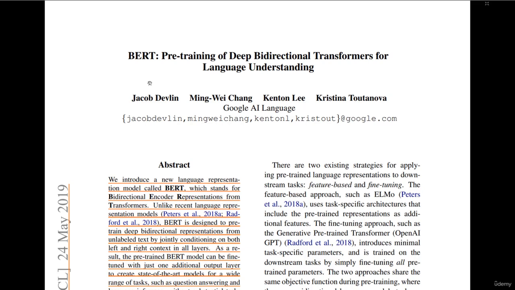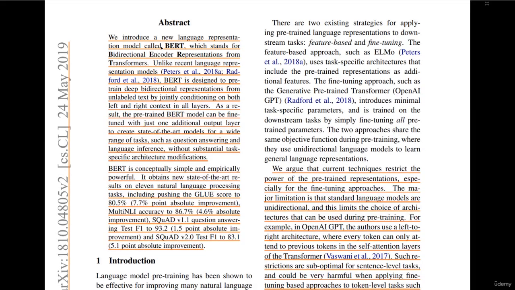This paper is by Jacob Devlin, Ming-Wei Chang, Kenton Lee, and Kristina Toutanova of Google AI Language. They introduce a new language representation model called BERT, which stands for Bidirectional Encoder Representations from Transformers. BERT is designed to pre-train deep bidirectional representations from unlabeled text by jointly conditioning on both the left and right context in all layers.